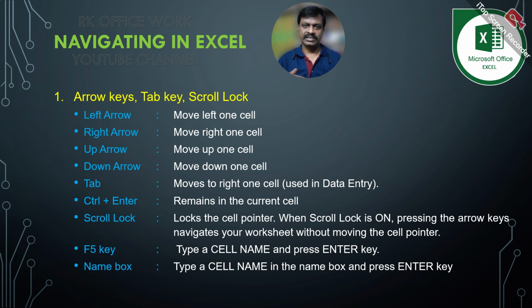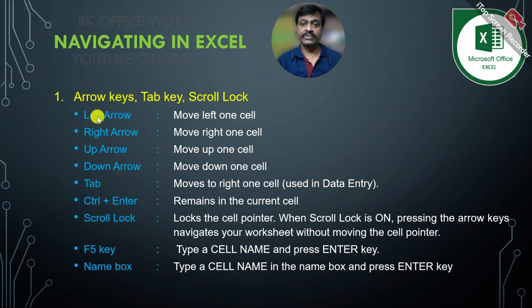Sometimes downwards, sometimes upwards, sometimes left and right. And sometimes we have to go to a specific cell. So how to perform all these things, let us learn. The first thing is using the arrow keys, tab key and scroll lock key. Let us learn. The first one is the arrow keys.